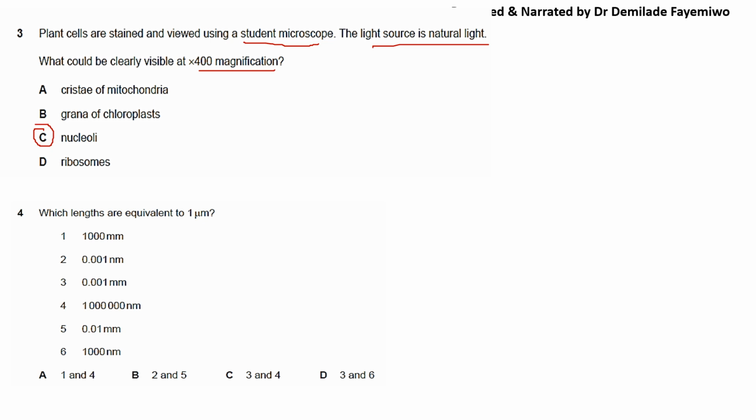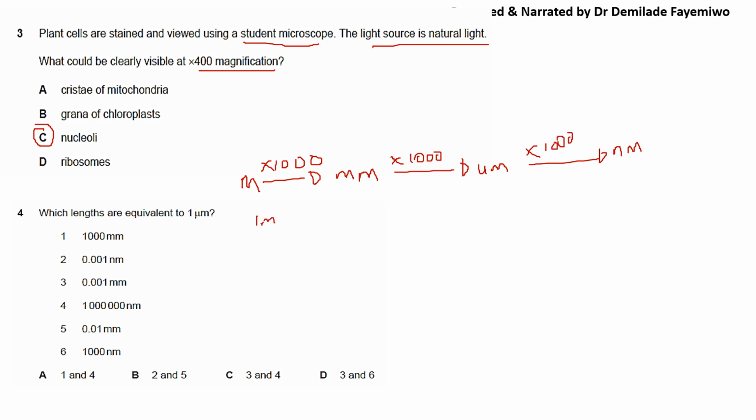Now let's look at the next question. Which lengths are equivalent to 1 micrometer? This is usually one of my favorite questions because this is what we basically have to teach students right at the beginning of the course. The way I teach it is I tell students to write down the different steps to getting the different units. You know that if you're going that way, you're multiplying by 1000. So 1 meter is going to be equal to about 1 billion nanometers, because you just put all the zeros together, for those who might not be able to solve this.